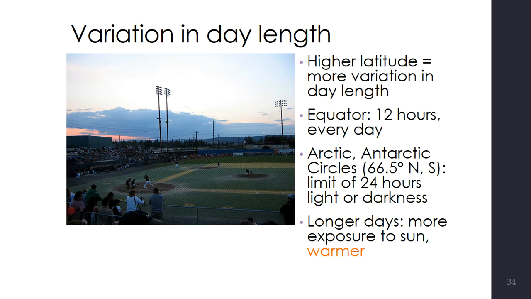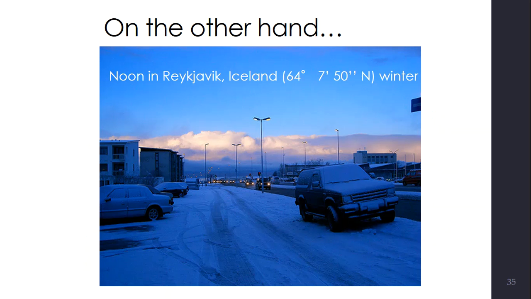So you're going to get longer days and more exposure to sun, right? So this is a midnight baseball game in Fairbanks, Alaska, right? The sun barely sets in the summer in Alaska. As opposed to this, which is noon in Reykjavik, Iceland, which is at a very high latitude, in the winter, right? This is as bright as it is getting in Iceland in the winter. It's pretty cold and it's pretty dark, right? It's not going to get much brighter than this. This looks closer to our sunset, but this is actually their noon.